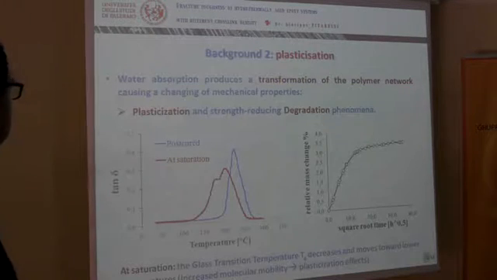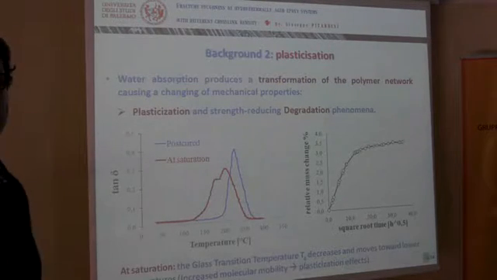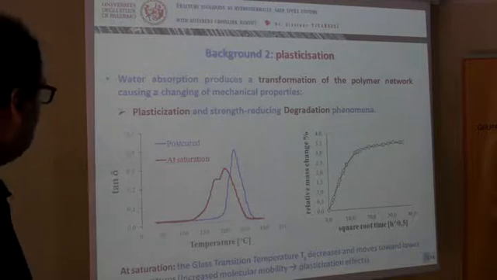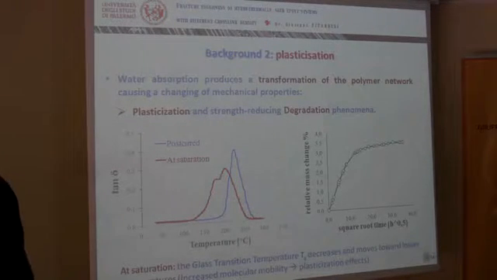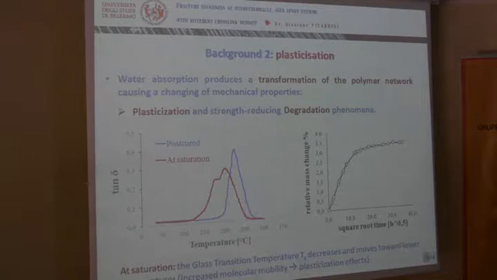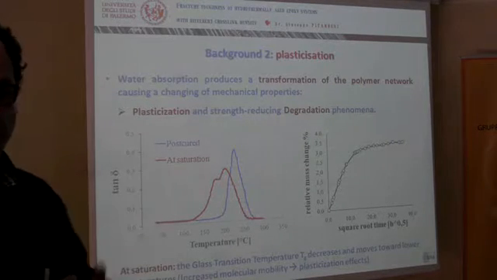Furthermore, this water inside the polymer induces some transformations in the polymer network. One effect of these transformations is a plasticization effect. We can also comment on this plasticization effect by looking at the tan delta curves, which come out from a dynamic mechanical analysis. Tan delta means the ratio between loss modulus and storage modulus.